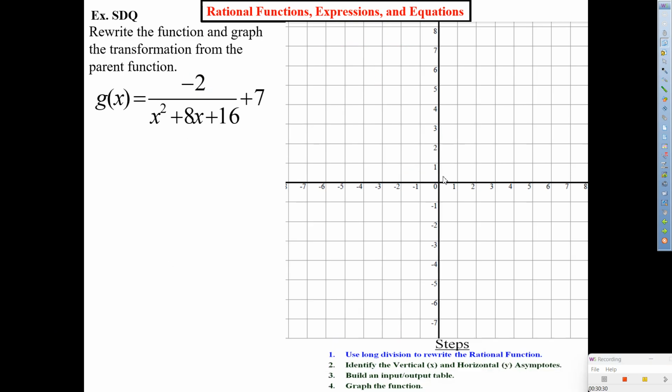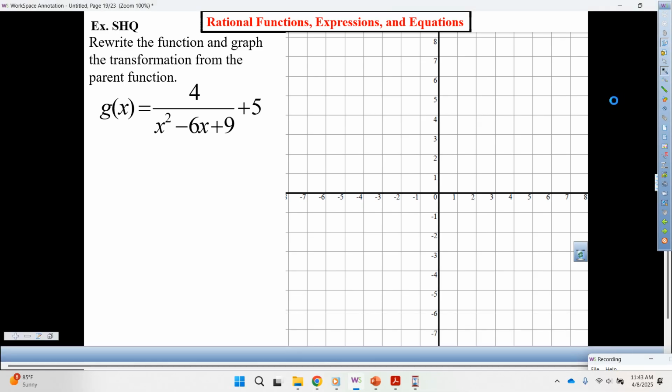All right, look up. So look at this one. Don't copy it. We know the parent function. Tell your neighbor, what is the first thing you would do to rewrite that? Don't write it down. Just explain to your neighbor.